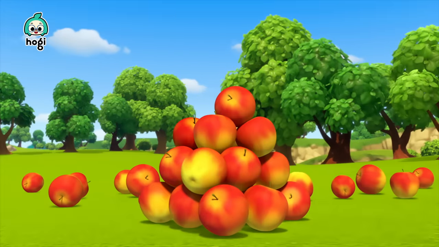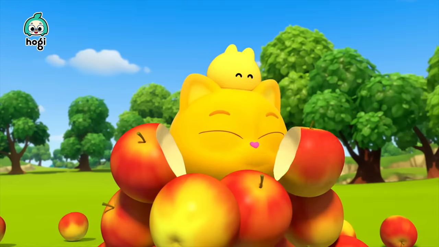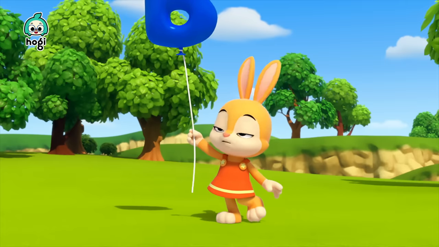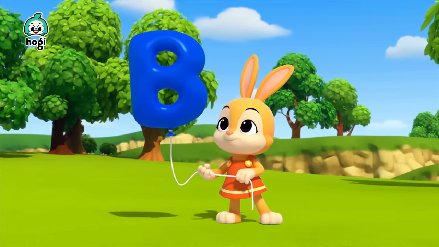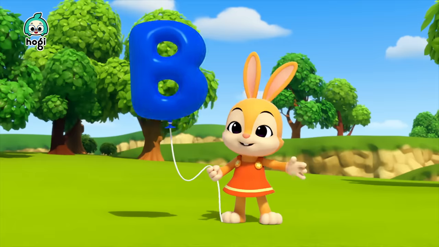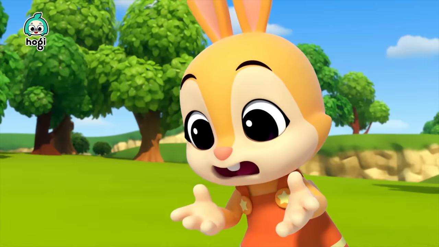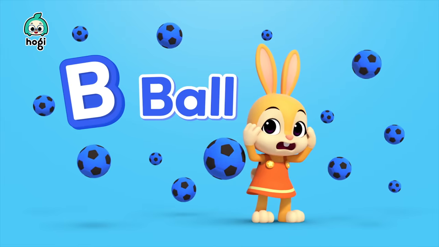Let's pop the alphabet balloon. A is for apple. B. B, ball.